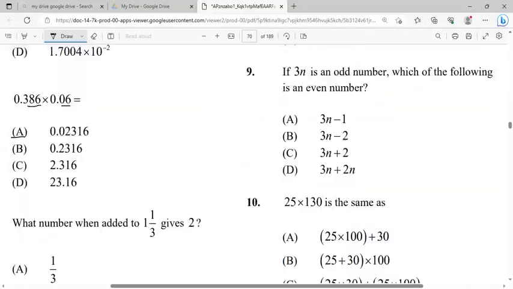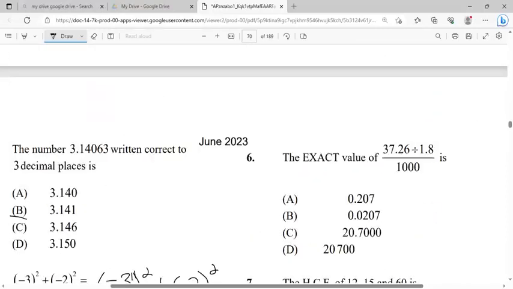All right. Let's move on to the next one now, which is number 6. This one says 37.26 divided by 1.8 and then divide by 1,000. All right, so let's go. We're going to convert this to 18 and we're going to do the same for this. So this gives us 37.26 divided by 18.